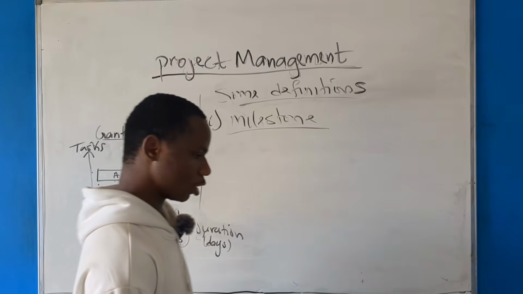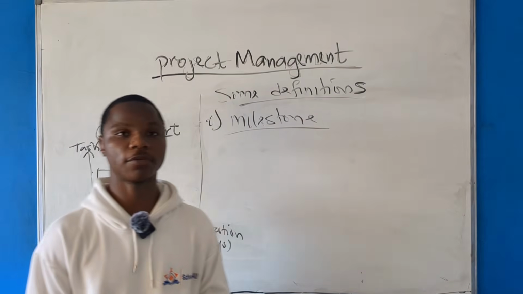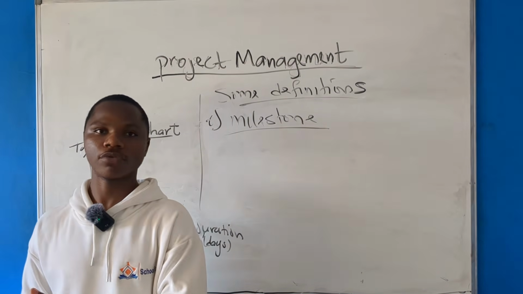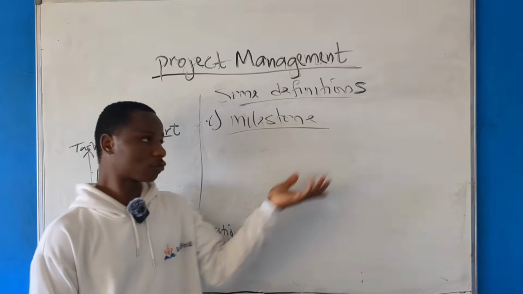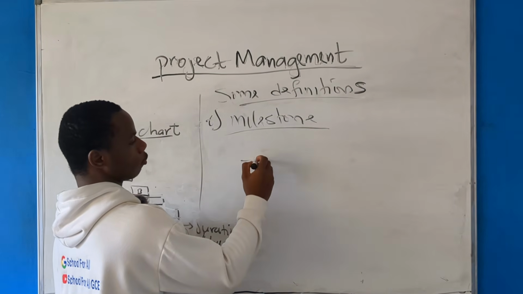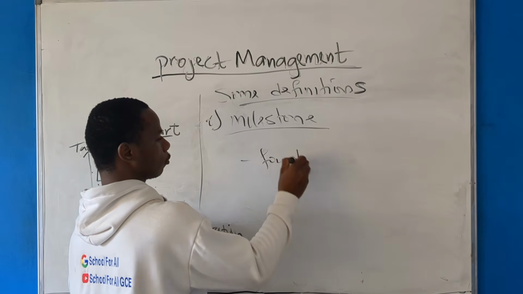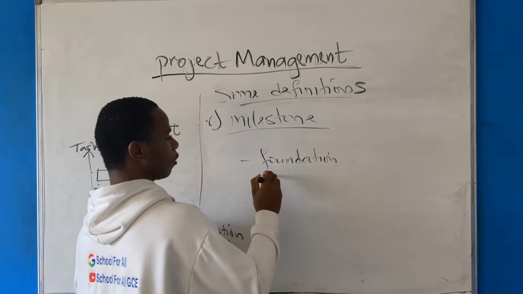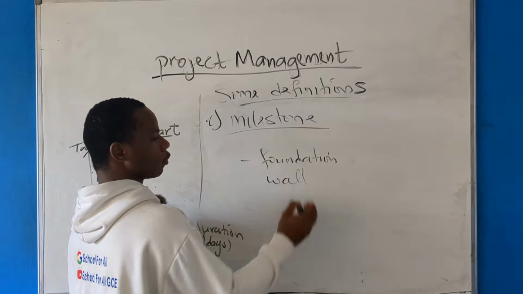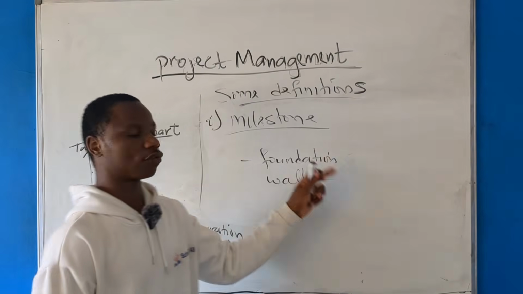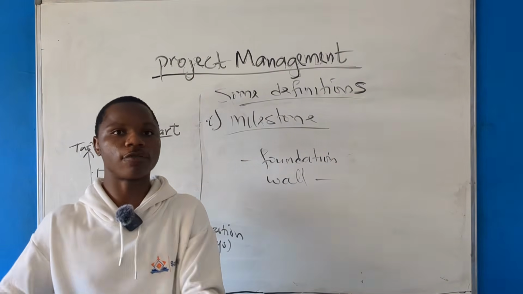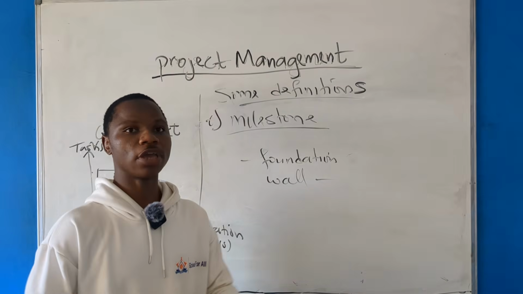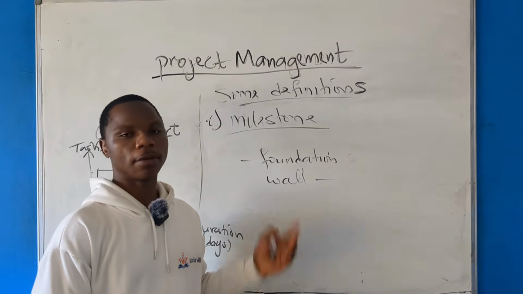Good. So now milestone is very, very easy. The milestone simply represents an important point in your project that shows its progress. For example, let us say I'm building a house. A point like building the foundation, maybe building the wall of the house. All these are milestones because these are points that show the evolution of your project. By the time you are done with the foundation, it's really showing a progress of your project. We call them milestones.